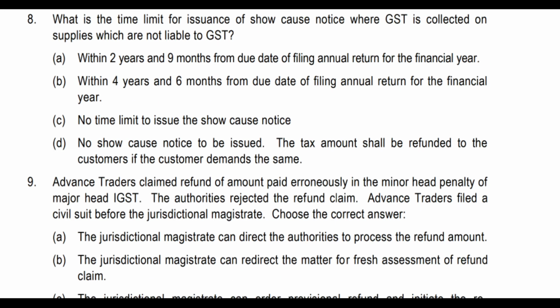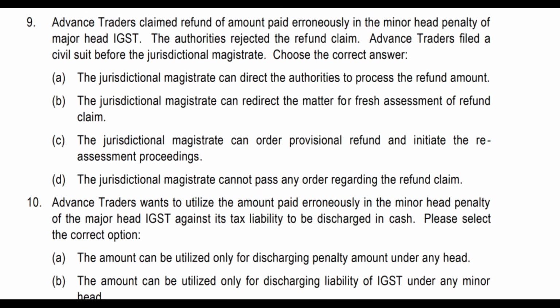Advanced traders claim a refund of the amount paid erroneously in the minor head penalty of the major head IGST. The authority rejected the refund claim. The advanced trader filed a civil suit before the jurisdictional magistrate. Choose the correct answer. So, in case of a refund claim, the civil jurisdictional magistrate cannot pass any order regarding the refund claim. Okay, so in this kind of refund claim, the jurisdictional magistrate of a civil suit is not able to pass any order.